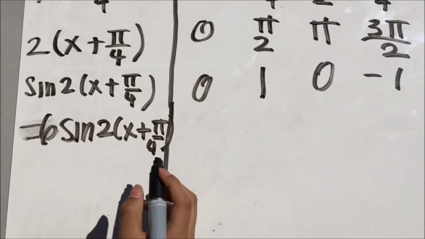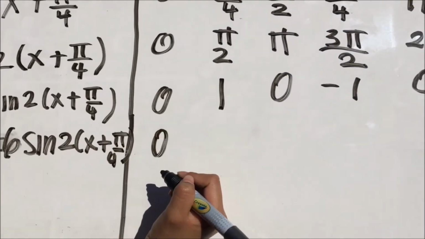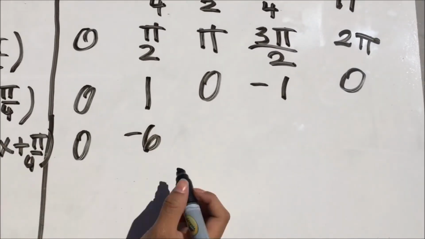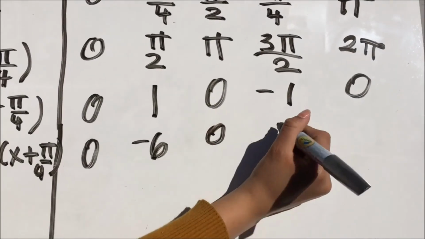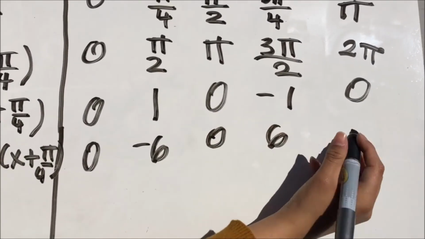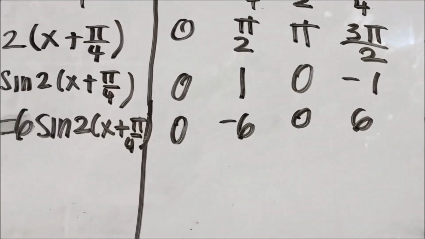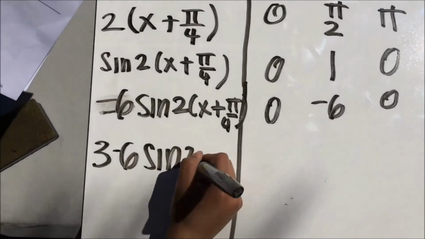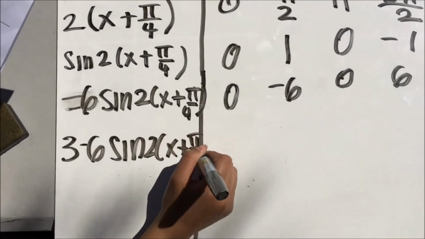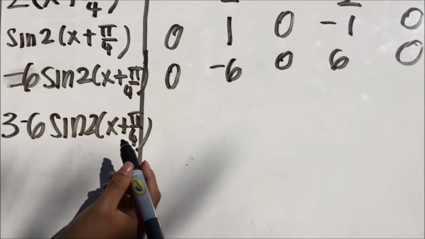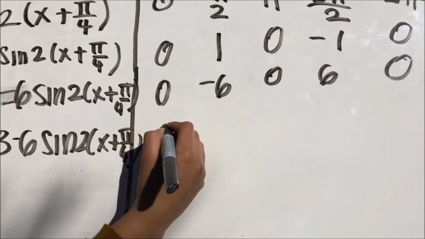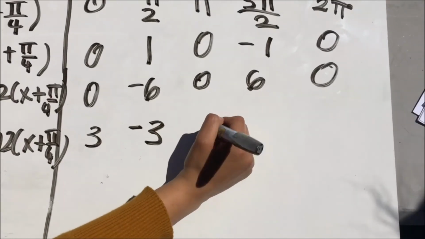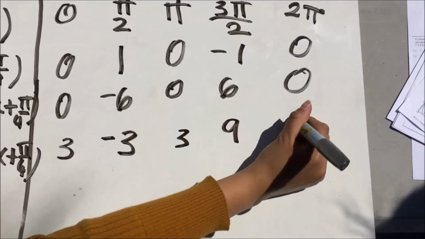So we're just going to subtract it. 0, and we're just going to multiply. Negative 6 times 1 is 6. 0. Negative 6 times negative 1 is 6. 0. And then we have 3 minus 6 sine 2x plus pi over 4. And then we're just going to add 3. 3, 9, and then 3.